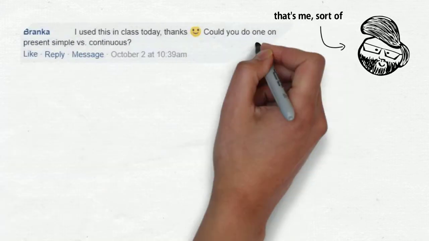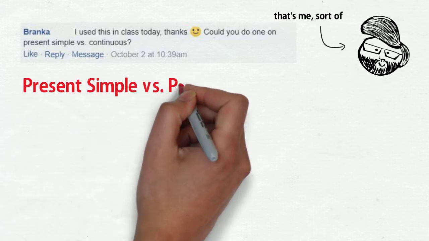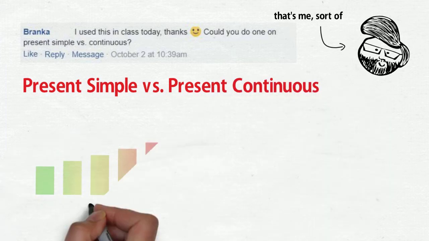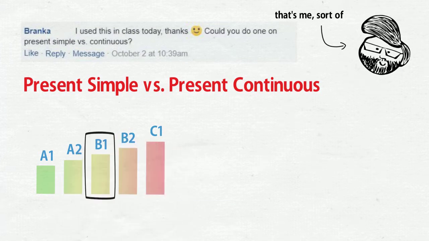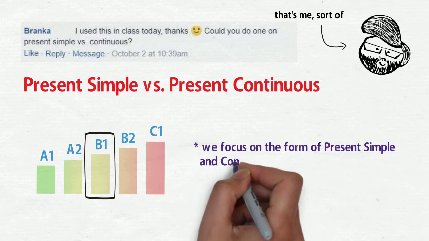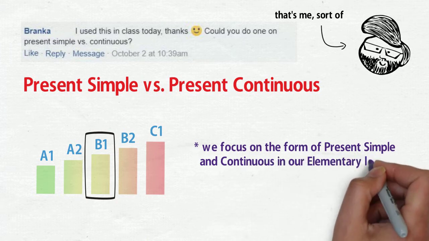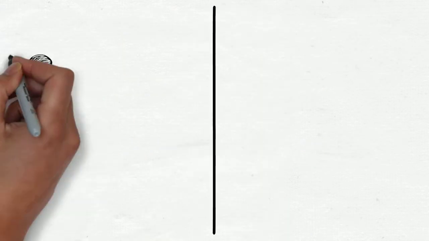Today's lesson is a request from a comment that was left on one of the videos on the Teacher Ivan Facebook page. So we're going to talk about the difference between using present simple and present continuous. Remember, this is an intermediate level lesson, which means that we're not going to cover the structure of those tenses. If you're not sure how present simple and present continuous are made, make sure to check out some of my elementary level videos where we focus on their form. You can find the links in the description of this video. Now let's get to work.